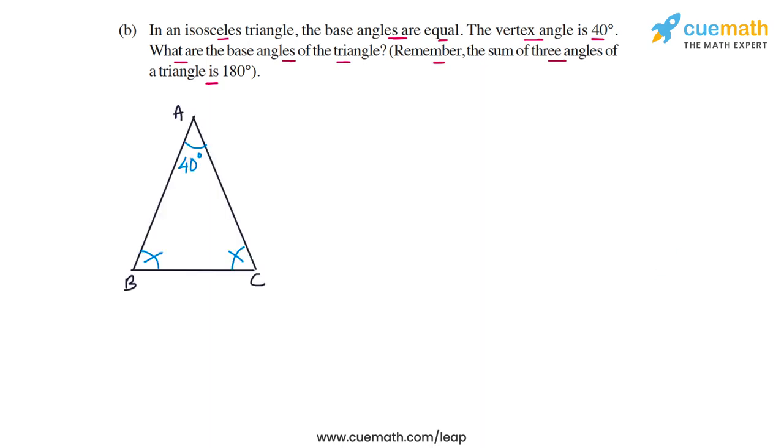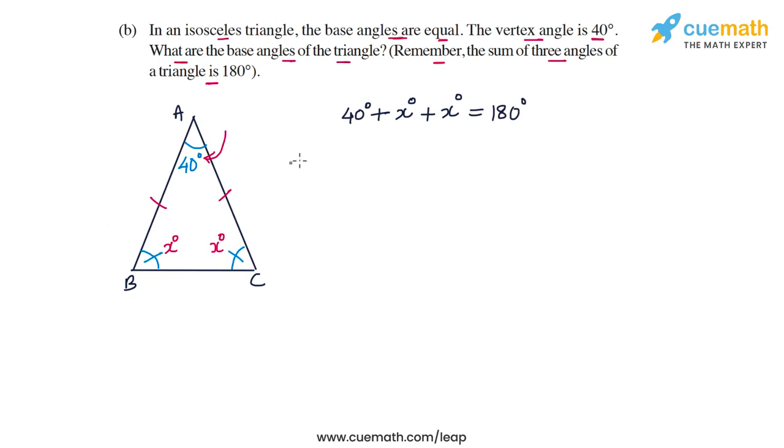Here's a figure I have drawn for you that shows an isosceles triangle ABC in which the vertex angle is 40 degrees as told to us, and the base angles are what we have to find, and we know that both the base angles will be equal because angles opposite equal sides are equal. So let's assume that the base angles are both x degrees and x degrees. Now we will make use of the fact that the sum of the 3 angles should be equal to 180 degrees. So 40 degrees plus x degrees plus x degrees should be equal to 180 degrees.